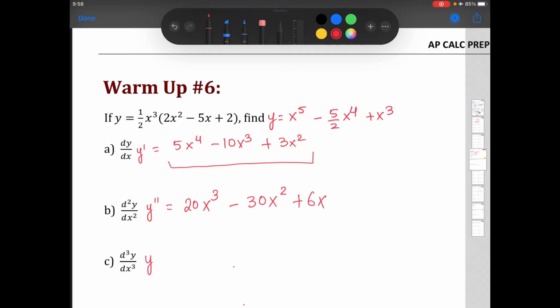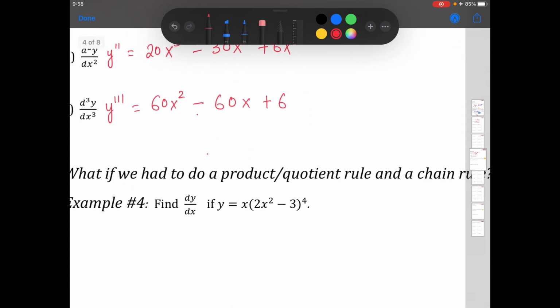Now you want to find the third derivative. And that's how you write the third derivative. So again, apply your power rule again, which would be 20 times 3 is 60x squared minus 60x plus 6. So that's what your warm-up looks like.